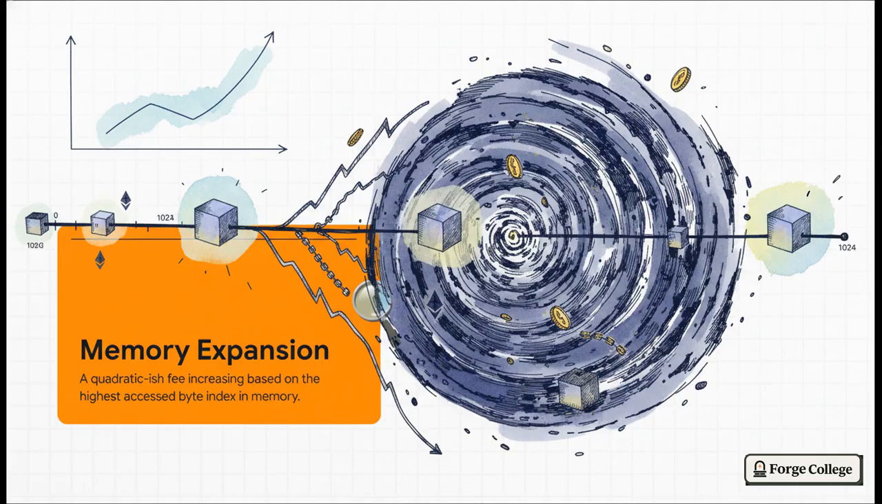Well, the EVM actually charges you an expansion cost based on the highest byte index you access. And here is the real kicker. This cost is quadratic-ish. It has a fixed linear component, sure, but the per-word cost actually increases as the overall size grows. So if you write data to sparse, scattered memory offsets, like say writing at index 0, then way out at index 1024, then back at 64, you're forcing the EVM to stretch your workbench out unnecessarily. Those intermediate expansions cost extra, and they can absolutely bankrupt your gas budget for literally no good reason.